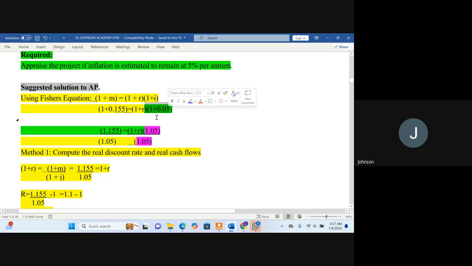So divide both sides by this amount. When you divide both sides by the amount, you discover that the 1.05, we cut away 1.05 under to leave the 1 plus R alone. Then over here, you now have 1.155 divided by 1.05. Okay, so you now continue.